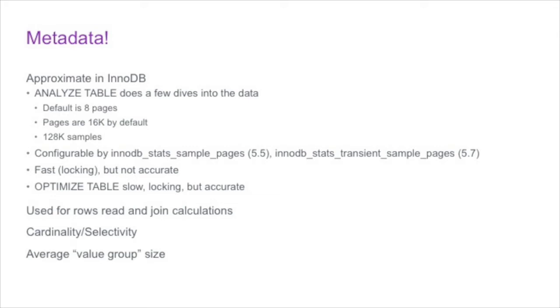So this metadata is used for rows read and join calculations. So if you do an explain, and it says approximate rows read is this many rows, that's where it's getting it from. So even the approximate rows read might be completely off. And then cardinality and selectivity, which we'll talk about, and also average value group sizes, which we'll talk about.